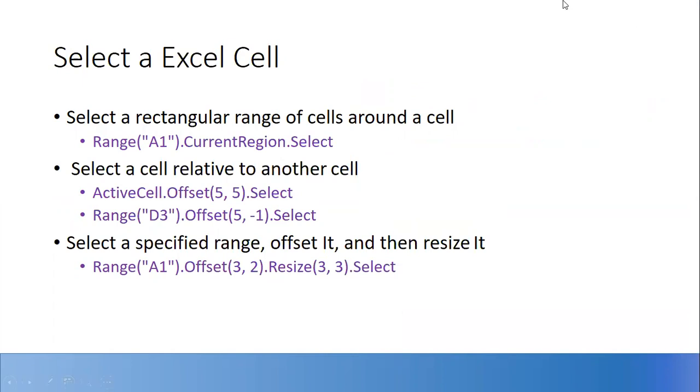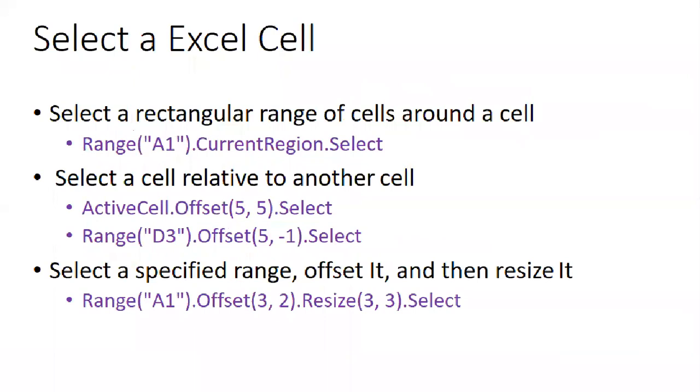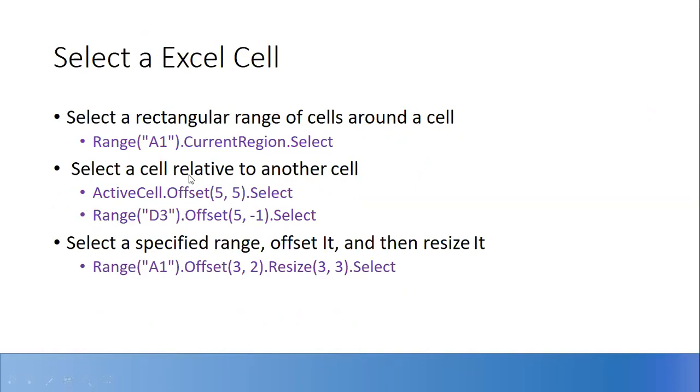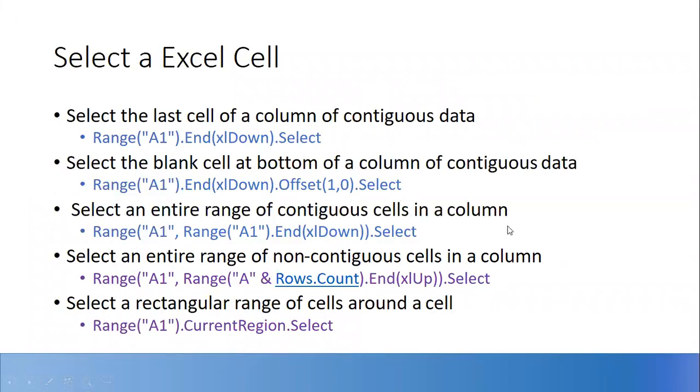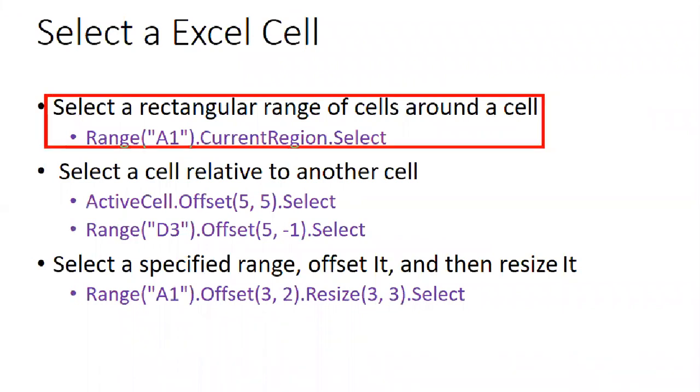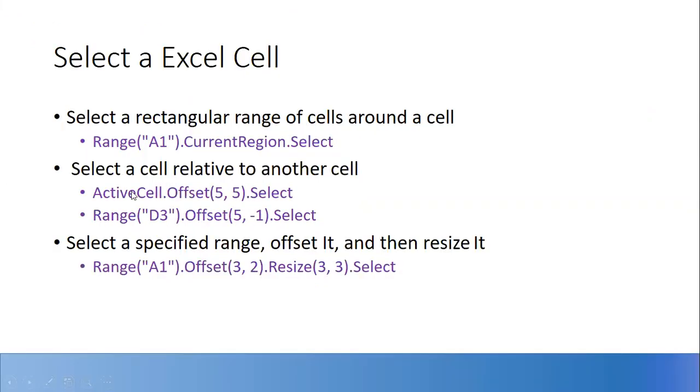Okay. We select a rectangular range of cells around a cell. So again, we say Range("A1").CurrentRegion. We have seen this. It is the same thing, we are just selecting the entire rectangular range.